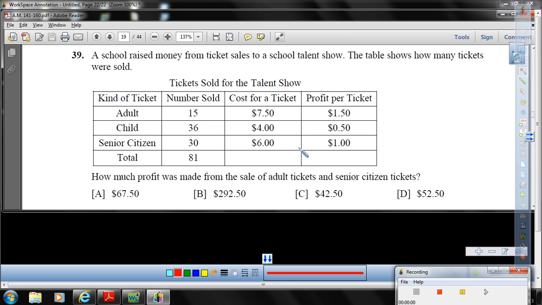Accelerated Math Objective 157. Use information from a table or a chart to solve a problem. Question 39. A school raised money from ticket sales to a school talent show. The table shows how many tickets were sold.